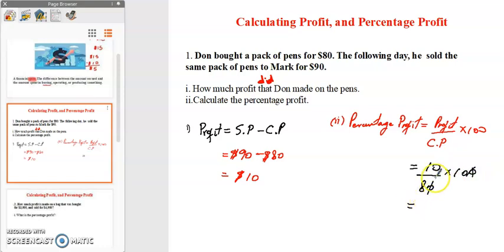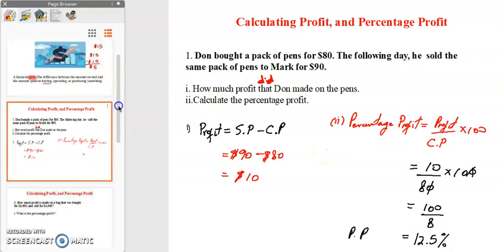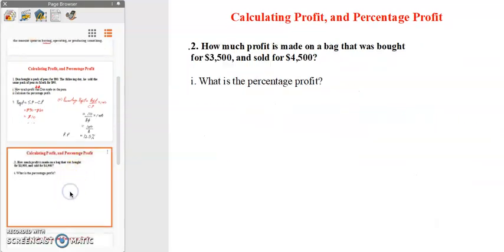And let me clean up this a bit. We have 10 times 10, that would give you 100, and we still have an 8 divided by 8. So this answer would give us the percentage profit. If I plug that in my calculator, the percentage profit is equal to 12.5%. So that is the percentage profit, right? A few more examples will help you to understand better what is actually being carried out here.